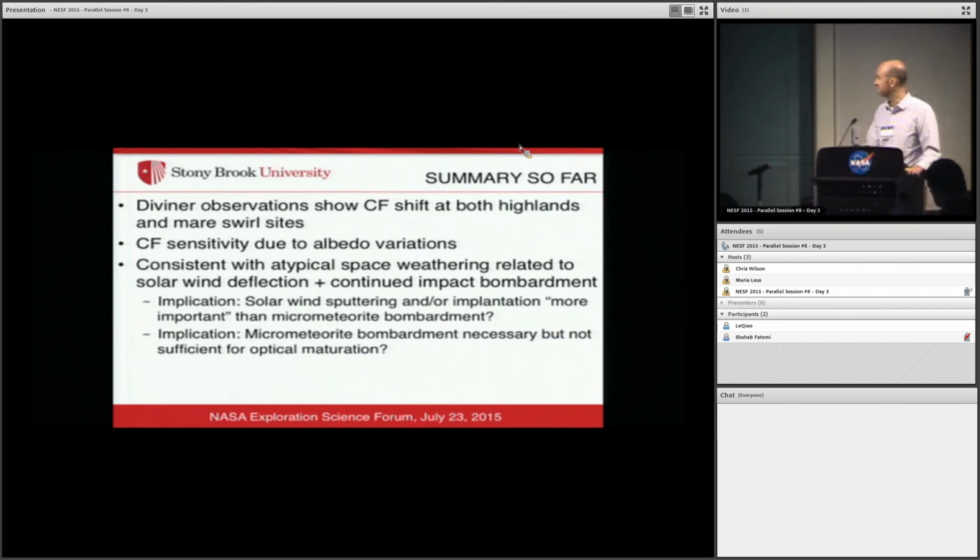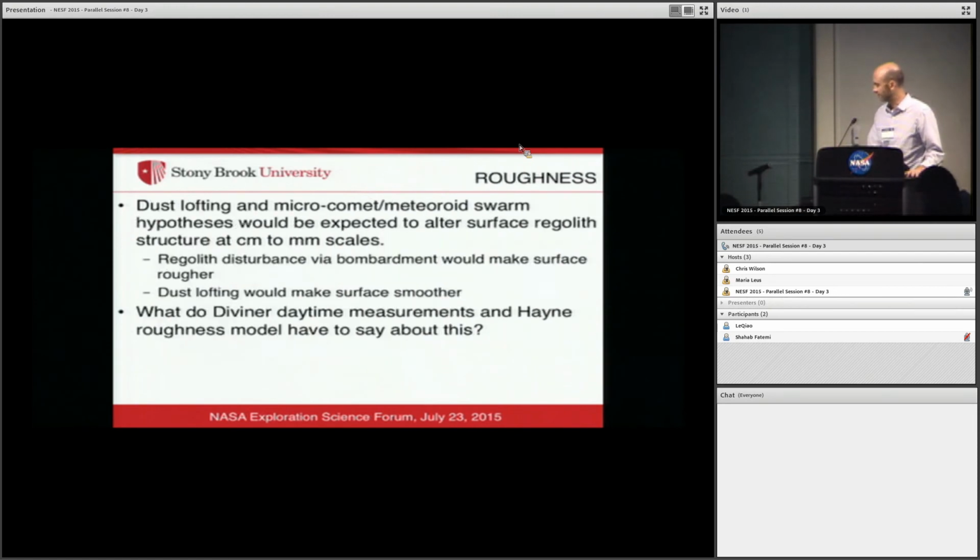This, I would say, is consistent with the kind of atypical space weathering related to the solar wind deflection and continued impact bombardment, but it's also still consistent with some of these other models, and we have to do some more testing. If this is true, though, the implication is that the solar wind sputtering and implantation is either more important than the micrometeoroid bombardment, or that the micrometeoroid bombardment is necessary but not sufficient for true optical maturation. But we need to look at these in a little bit more detail to really separate out this mechanism from the others. And so for that, we can think about things like roughness and thermal properties.